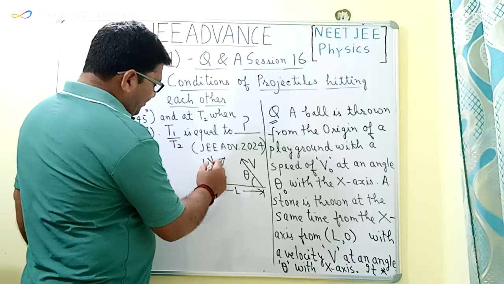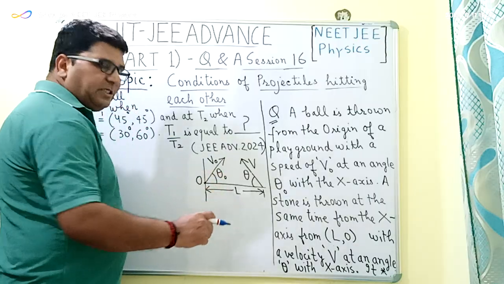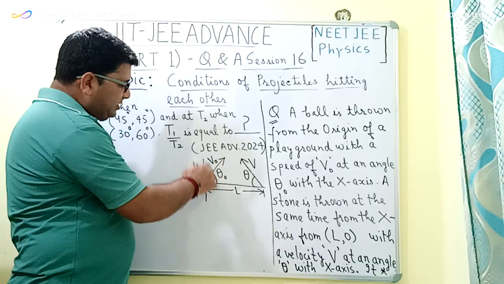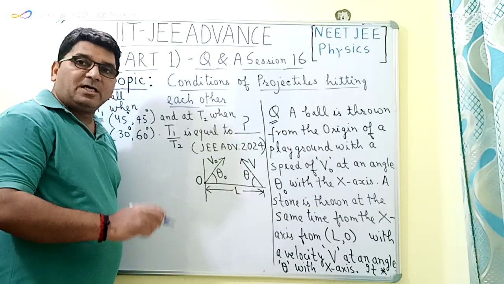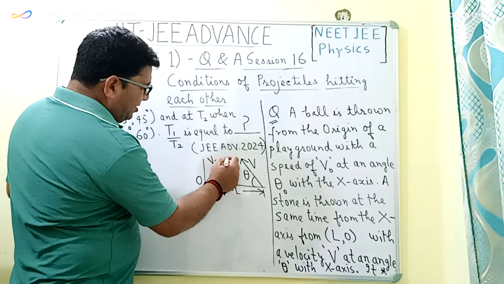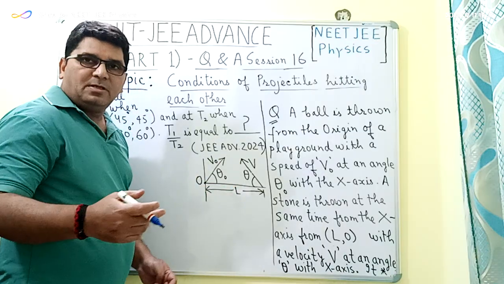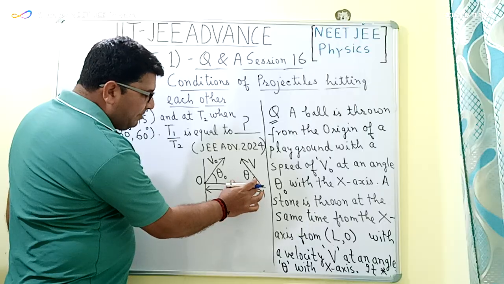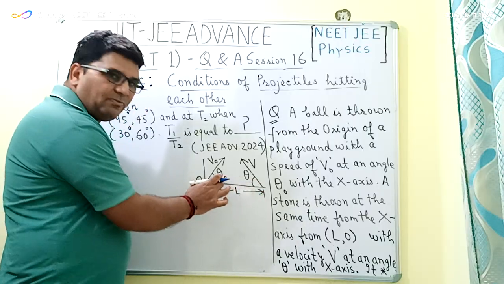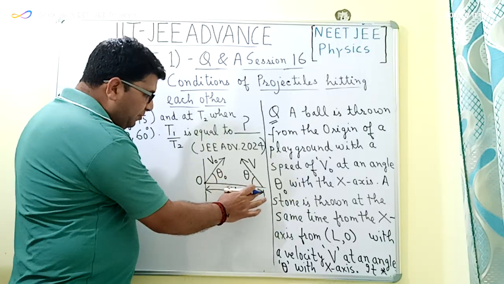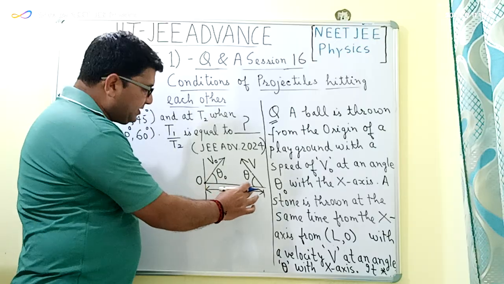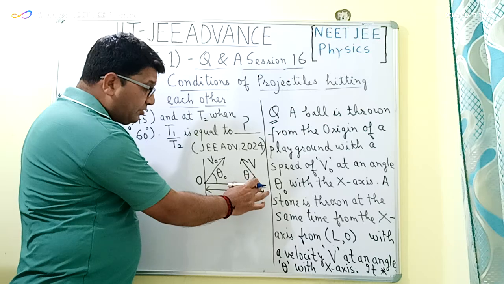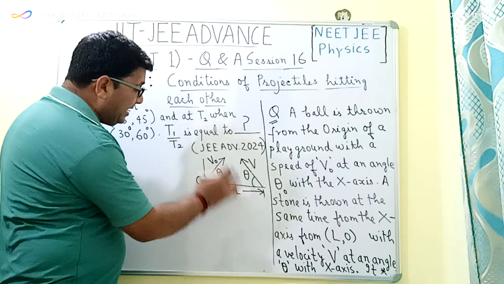In this question, the most important thing which we have to remember is that the stone will hit the ball only when the vertical components of the velocity are equal, and at the time of hitting, the sum of the horizontal distance traveled by the ball and the horizontal distance traveled by the stone should be equal to L.